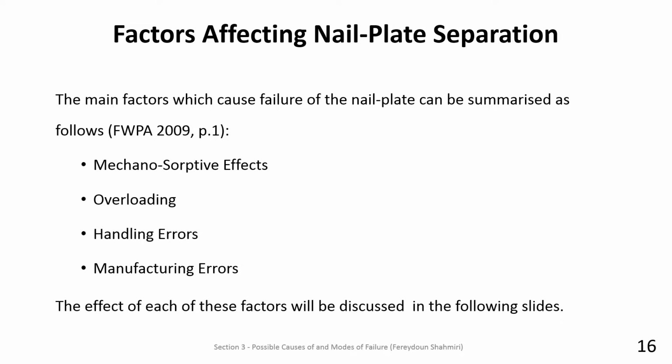Factors affecting nail plate separation. The main factors which cause failure of the nail plate can be summarized as follows: mechanoabsorptive effects, overloading, handling errors, manufacturing errors. The effect of each of these factors will be discussed in the following slides.